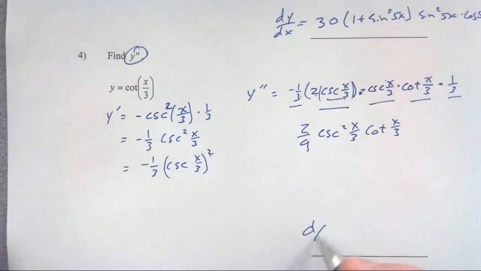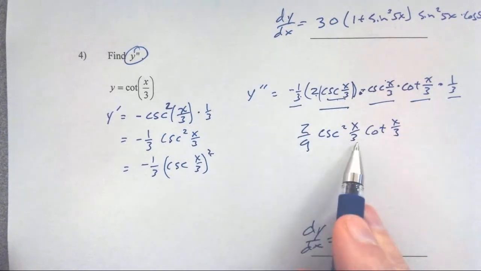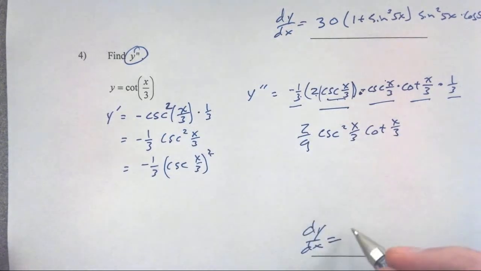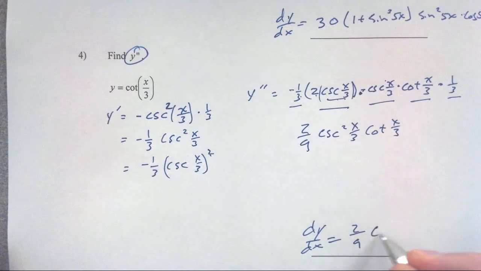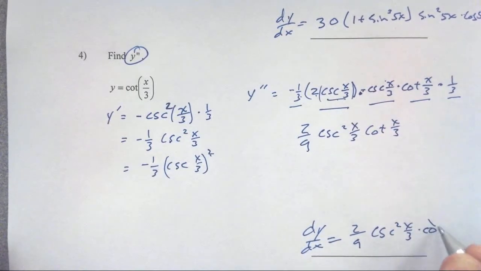So dy dx is either 2/9 times that, or you can make it 2 and put it all on 9. I'm just going to make it 2/9. 2/9 cosecant squared x on 3 times cotangent x on 3.